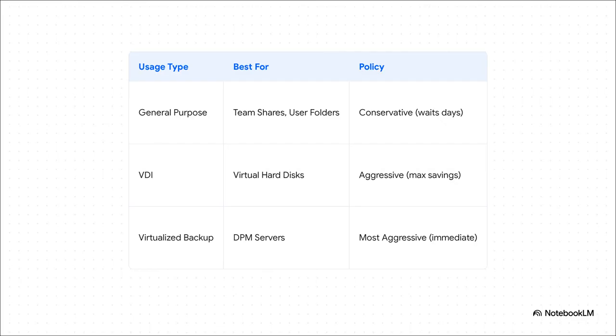And to make things even simpler, Microsoft gives you these great pre-built templates. Are you setting this up on a general file server for Word documents and spreadsheets? Just choose that option, and it'll use a nice conservative policy. Or are you running a virtual desktop environment with hundreds of nearly identical Windows installations? Pick the VDI policy, and it gets way more aggressive to give you the absolute maximum space savings. You just tell Windows what the server is for, and it tunes itself.